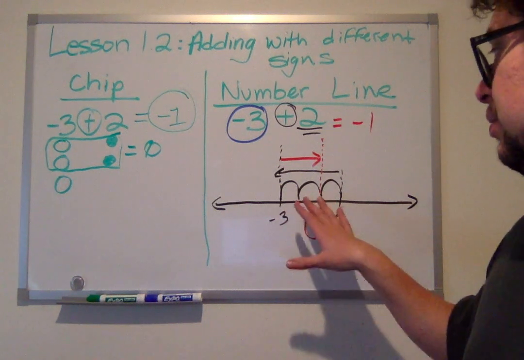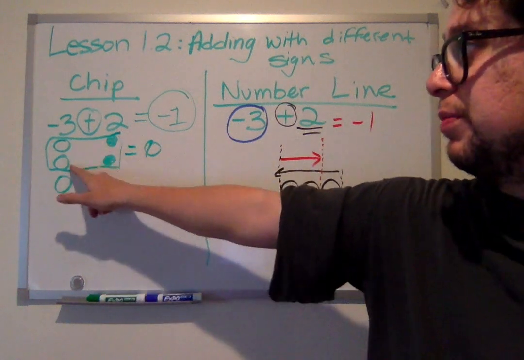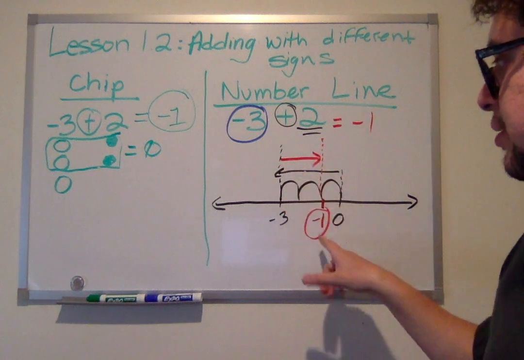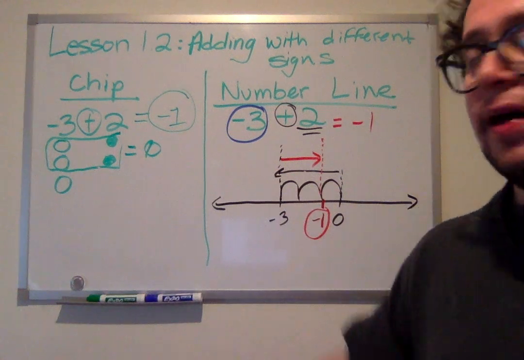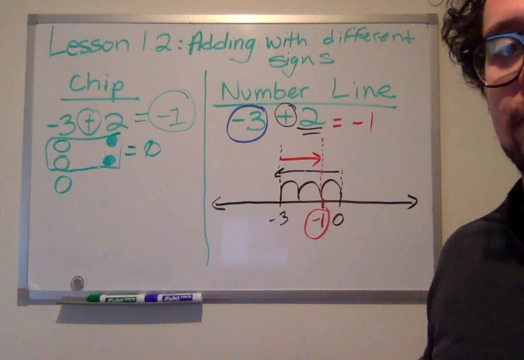So number line, chip, they're both essentially giving us some 0 pairs there and 0 pairs here. So with the line, it's where do I land? With the chip, it's what do I have left over after I take my 0 pairs away. Okay?